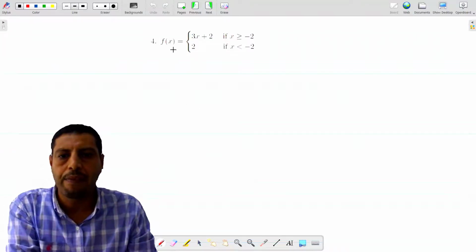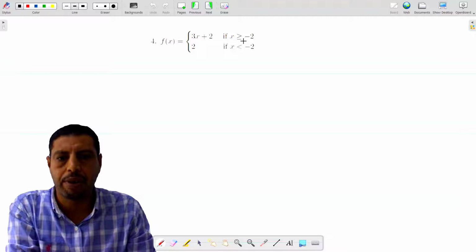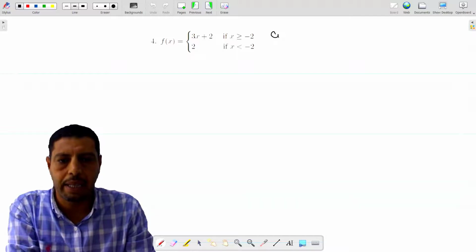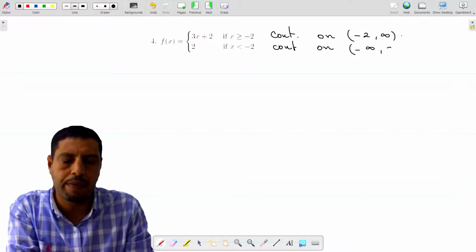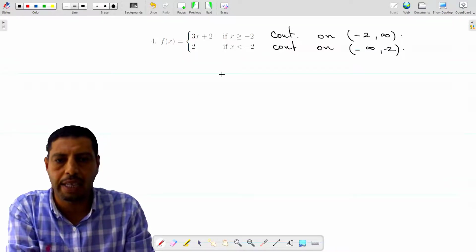Next, f of x equals 3x plus 2 if x is greater than or equal to negative 2. It's equal to the constant 2 if x is less than negative 2. Again here, we can say that this first expression, which is linear or polynomial, is continuous on negative 2 to infinity. The second function, which is constant, is also continuous on its domain, which is negative infinity to negative 2. Okay, we keep the intervals open because we have to check at negative 2.